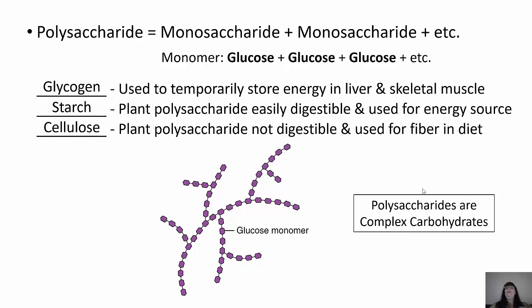So glycogen is used to temporarily store energy in the liver and skeletal muscles in animals. Starch is in plants, and it is used for an energy source. Cellulose is in plants, and it's used for their cell walls. For us, starch is used for an energy source sometimes, but it is very easily digestible. Cellulose is not digestible, so we use it for fiber in our diet.